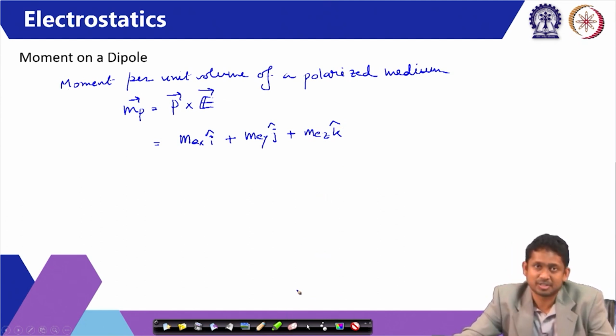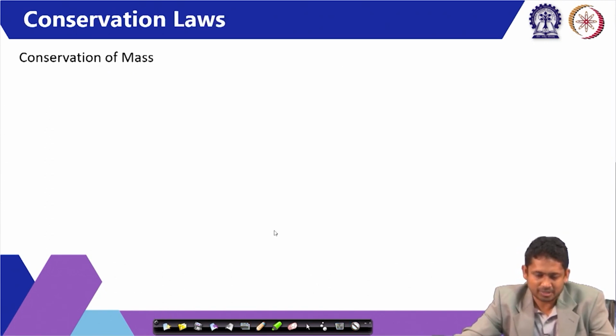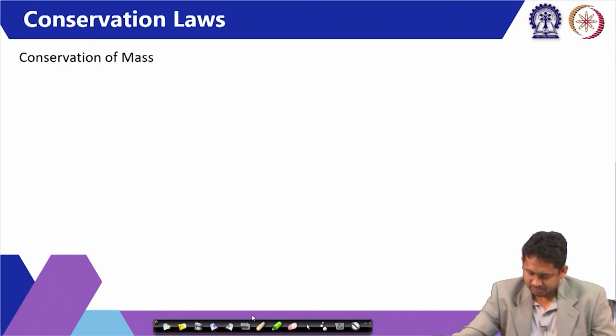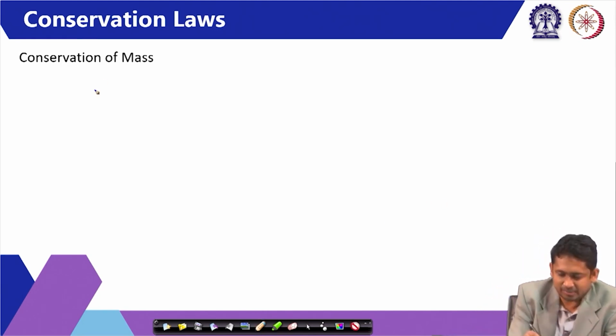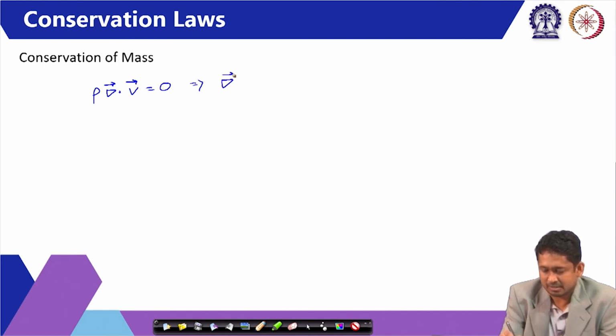So, this brings us to the end of electrostatics. Now, we will go to the conservation laws, which will help us getting the constitutive relations. So, first is mass conservation. Under the assumption that our density does not change, the mass conservation law is simply this: rho into del dot V is 0, or we may write del dot V is 0.